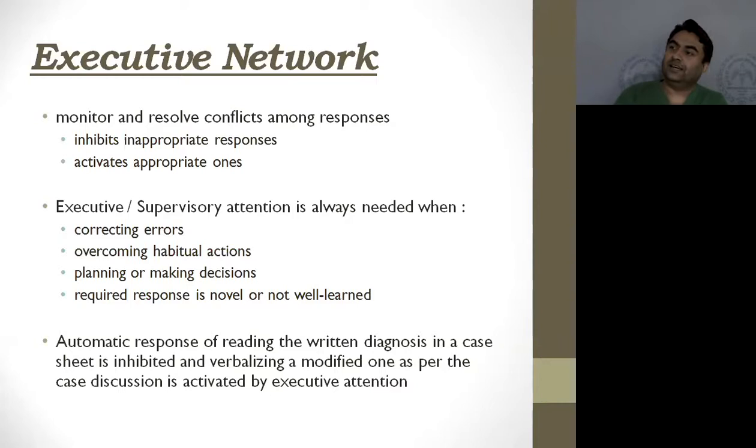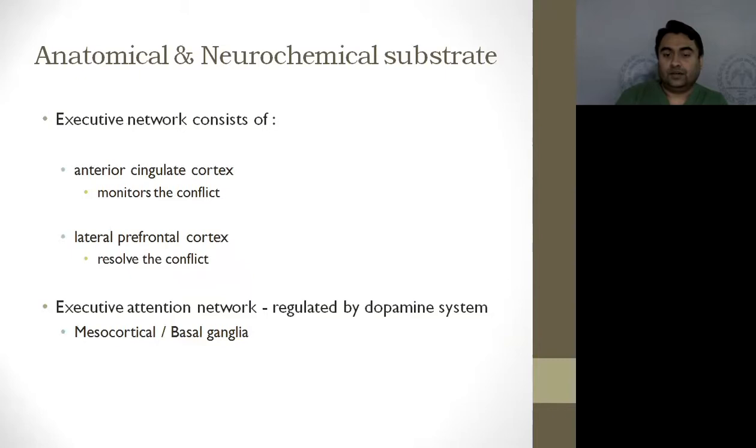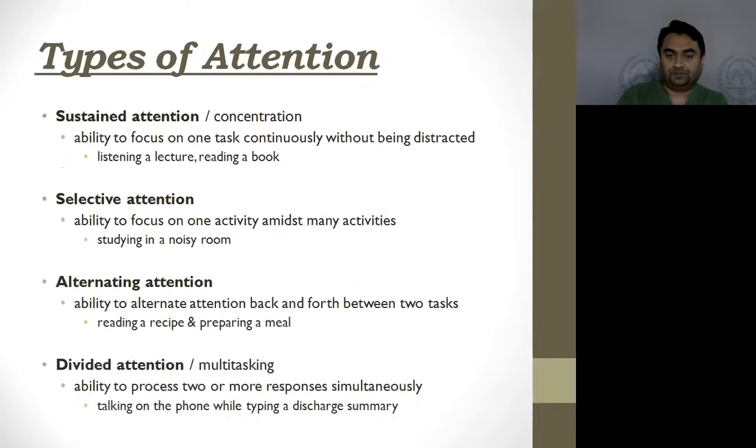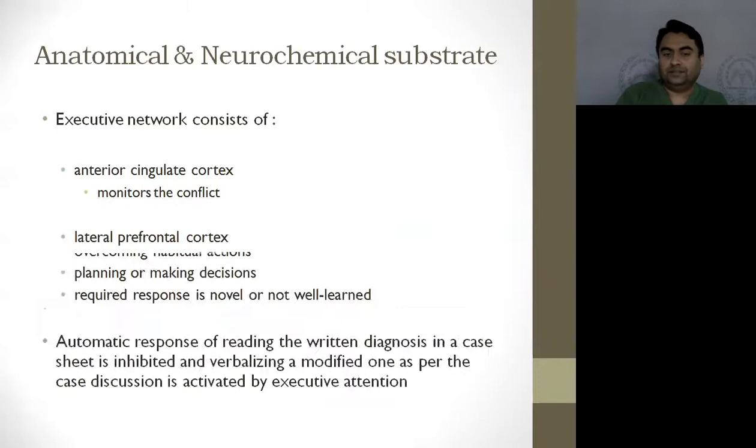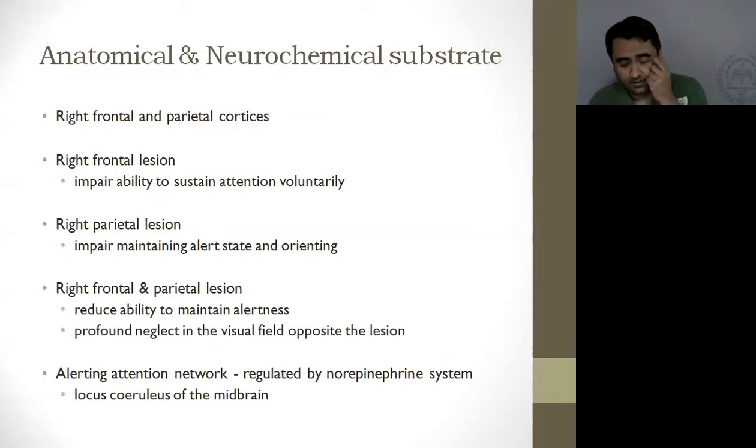Okay. The executive network consists of two parts: the anterior cingulate cortex, which monitors the conflict, and the lateral prefrontal cortex, which resolves the conflict. This network is regulated by the dopamine system, which is from the basal ganglia. Lastly, because we mentioned these three things, a simple example again, between alerting, orienting, and the executive.